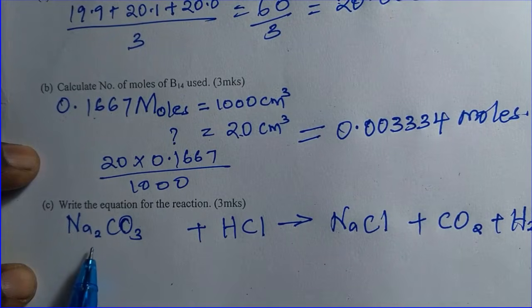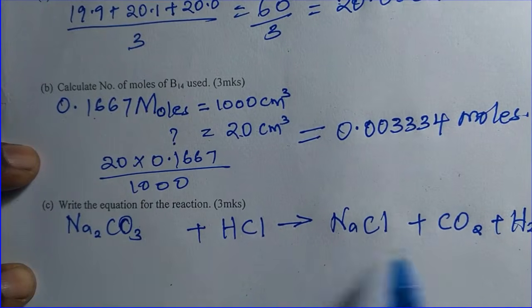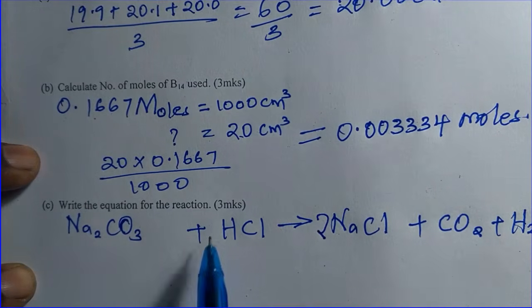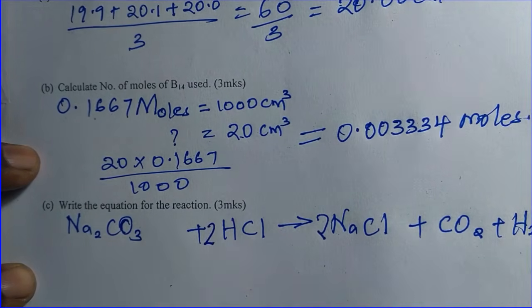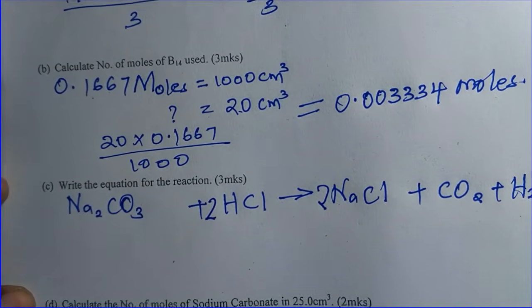So sodium here has got 2, so it means we have to put 2 sodium here to balance the equation. The chloride now are 2, you need to put 2 here, and the equation is balanced. Now once you have balanced that, you come down.